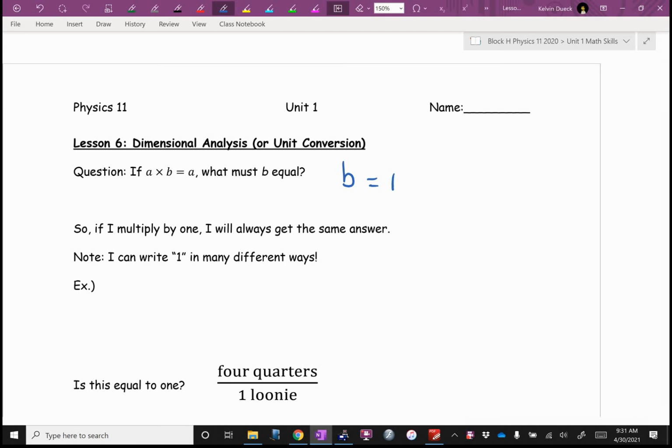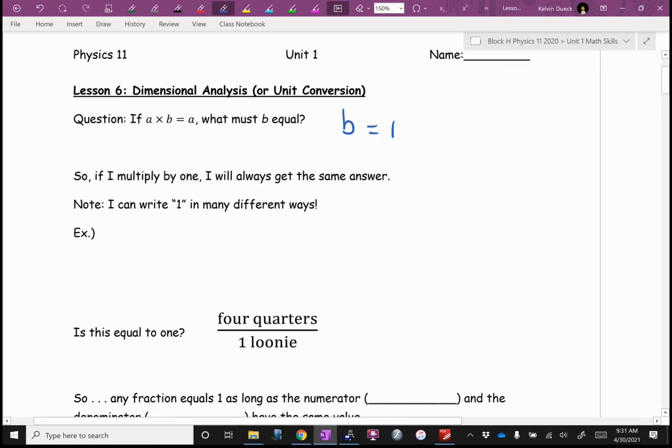But what we're going to do, Jaden, is multiply by funny looking ones that will make the answer we get look different, but it has to be the same answer because we multiplied by 1. In other words, I can write 1 in many different ways. Is that 1? Yes? Is that 1? Yeah? What about this?